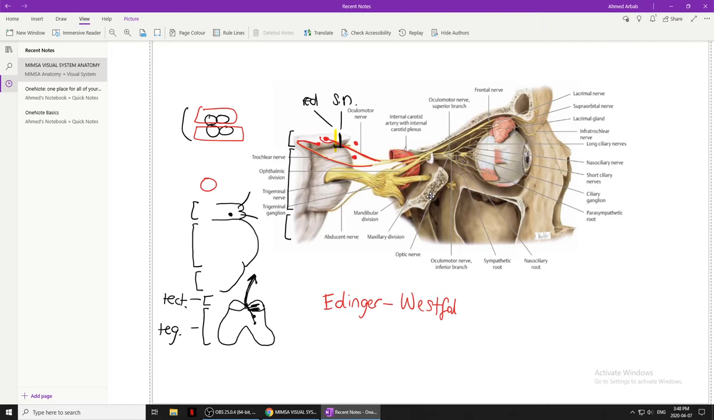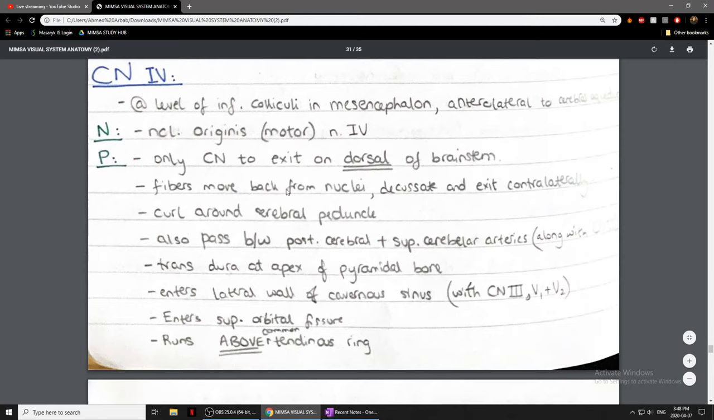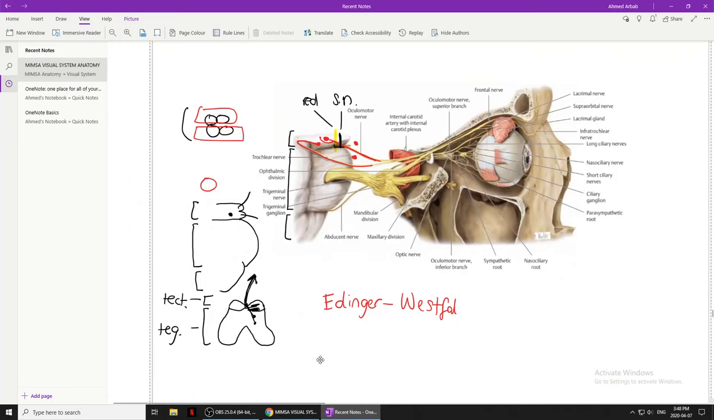It's important to note that out of all 12 cranial nerves, the trochlear nerve, cranial nerve 4, is the only one that exits on the back of the brainstem. The rest of them exit on the front. Fibers move back from the nucleus. They decussate, i.e., they cross to the other side of the brainstem, and then they exit on the other side of the brainstem.